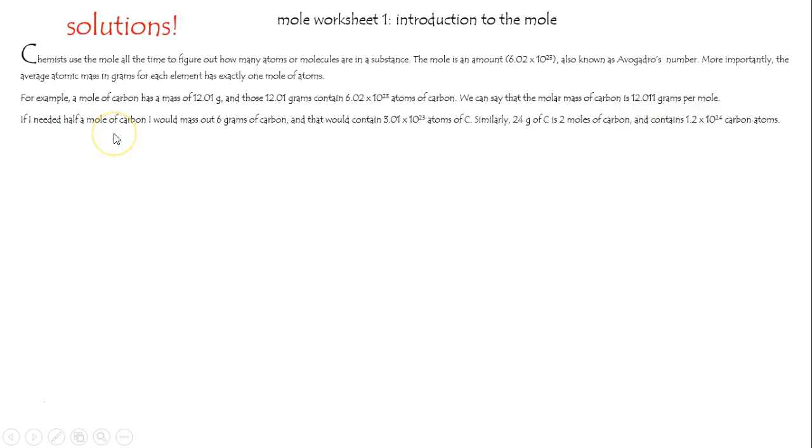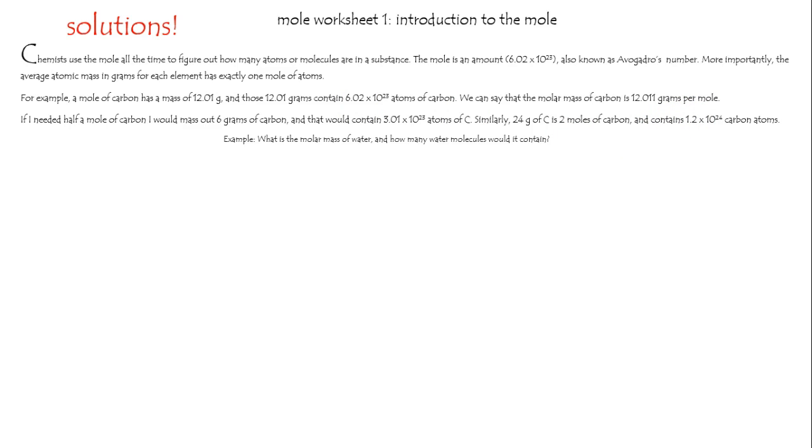If I only needed half a mole of carbon, no problem. I'd just divide that in half. That sounds like about 6 grams of carbon. And instead of 6 times 10 to the 23rd, divide it in 2 in your calculator, and you'll see you get 3 times 10 to the 23rd atoms of carbon. Similarly, 24 grams of carbon, well, that's twice the 12. That's 2 moles of carbon. It has 1.2 times 10 to the 24th atoms. You can try to do these in your head, or you can just plug them into your calculator.